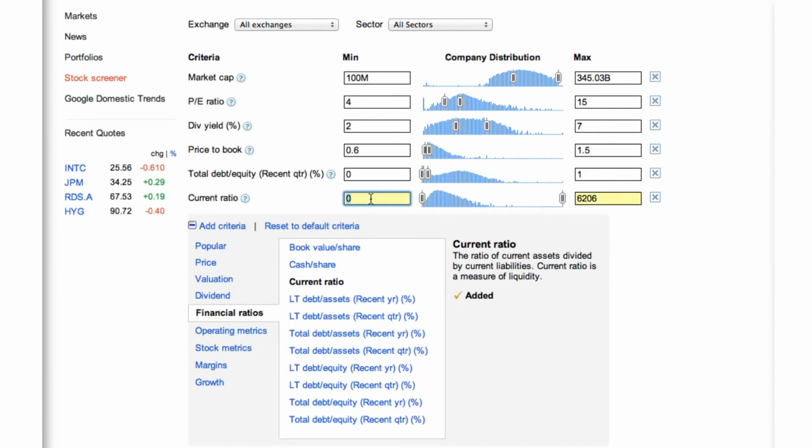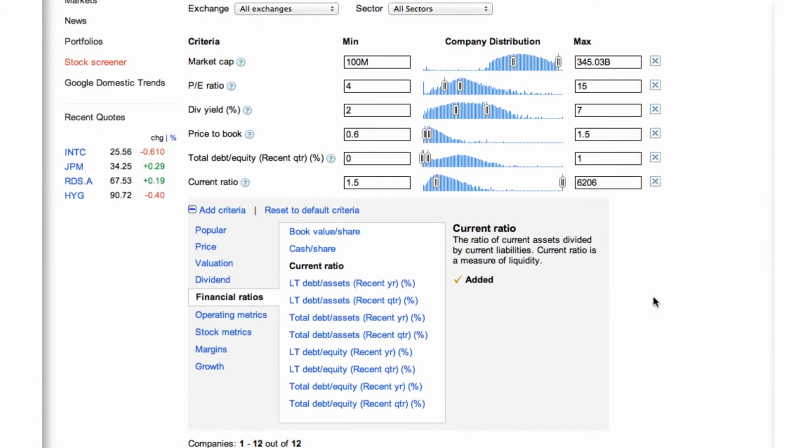Okay, and for the current ratio, if you remember, if we have a current ratio of 1, that means we're going to have just as many current assets coming in as current liabilities flowing out in the next 12 months. So for this number, we're looking for something over 1.5. Anything over 1.5 is going to be great because that means we're going to have a lot more money flowing in than what's flowing out. Okay, so we put that criteria on.